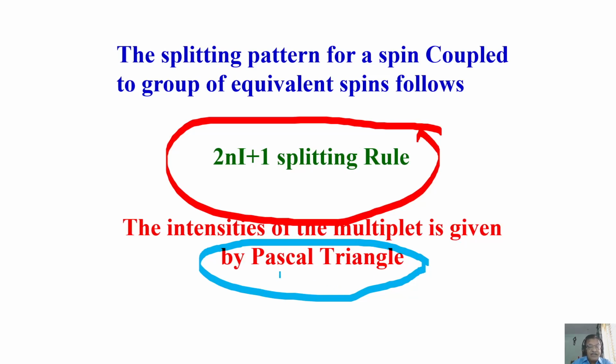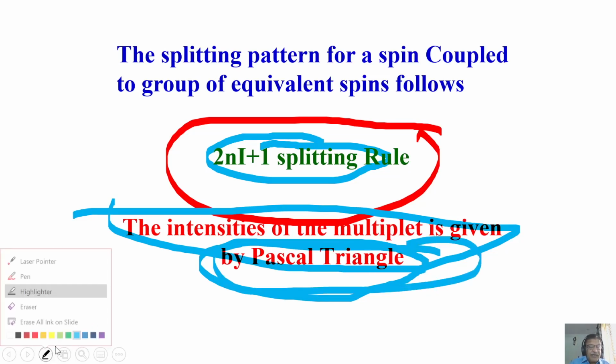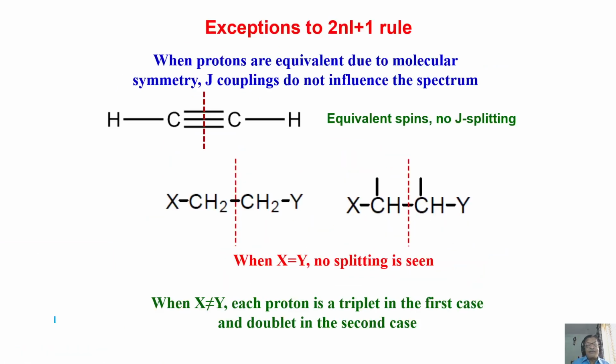That's a very interesting thing, and an important statement. If you have a CH2 group, the 2 protons are chemically equivalent. If I have a CH3 group, all 3 protons are chemically equivalent. But CH2 protons can couple to CH3 protons, and similarly CH3 protons can couple to CH2 protons. In both cases the splitting is given by the 2nI plus 1 rule. What is the intensity pattern? Unlike chemically inequivalent spins with equal intensity, here the intensity patterns are different, and that is given by Pascal's triangle. Remember this. We will see what it is.